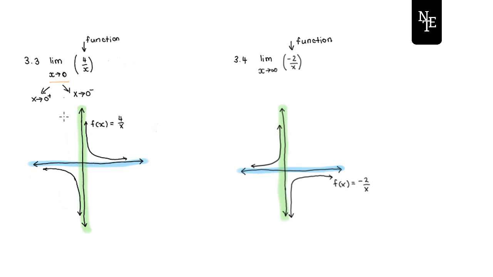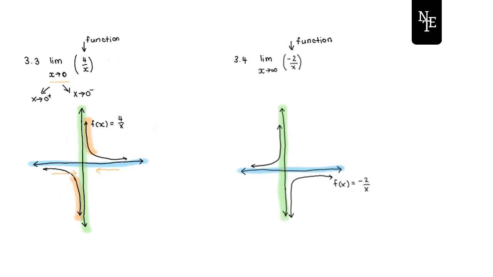Let's see what happens with this specific function, 4 over x. As you approach 0 from the right hand side, the function is approaching positive infinity. And as you approach 0 from the left hand side, the function is approaching negative infinity. So the left hand limit and the right hand limit are not equal to each other, so there's no specific point that this limit is approaching. When that happens, we say that this limit does not exist.